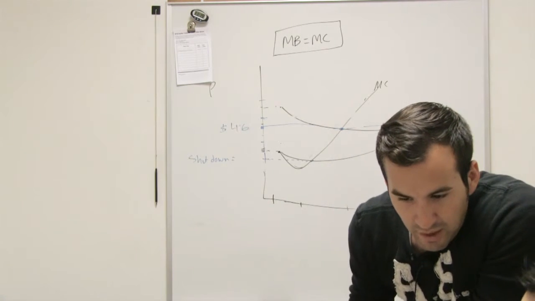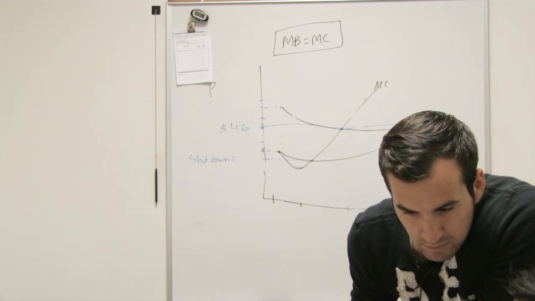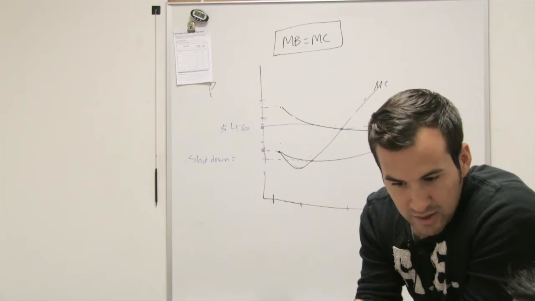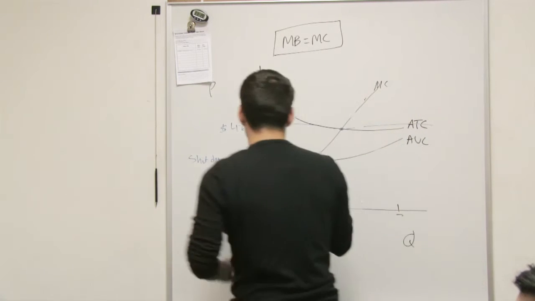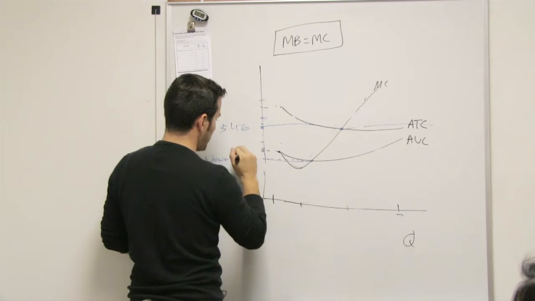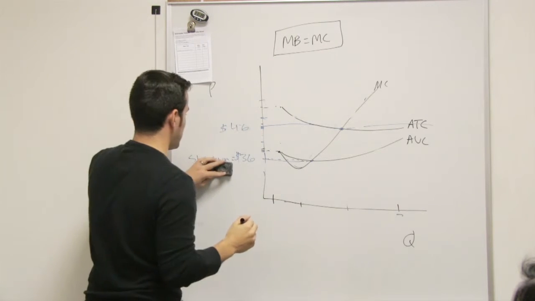Then what is it for average variable cost? Is it 40 and 37 or 35? Yeah, so 35, 37, 36. We'll say 36. So that's this point right here, right? So we've just identified these things right here, right?